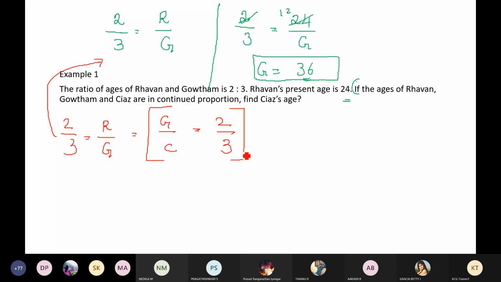Guys, what happened? How was it 48? Check carefully. It's 36, not 32.